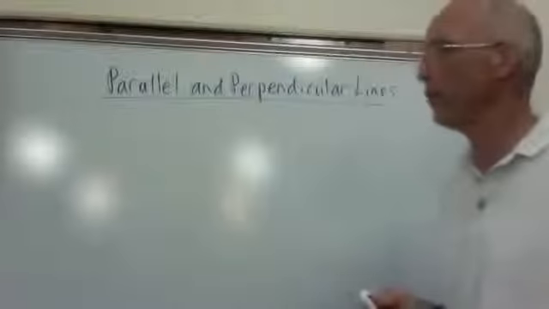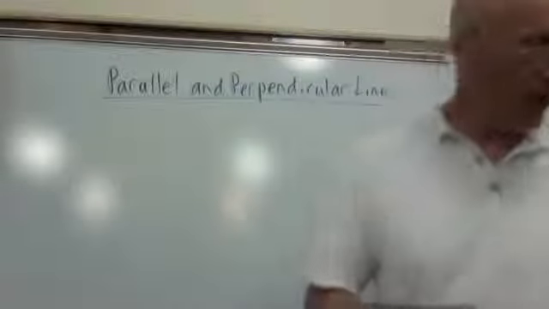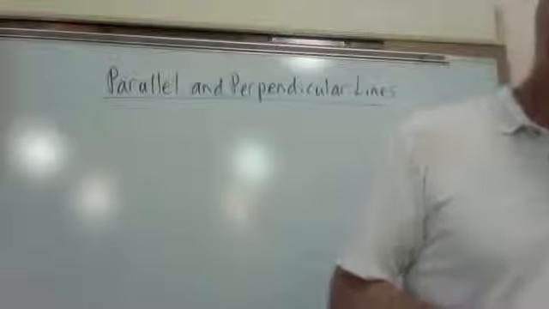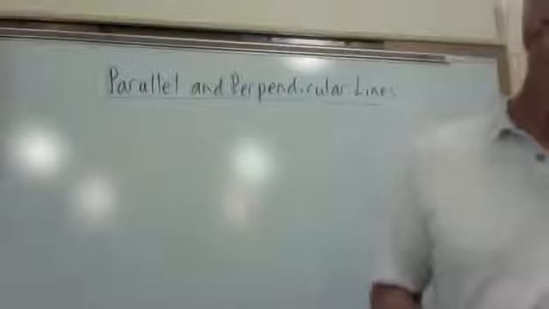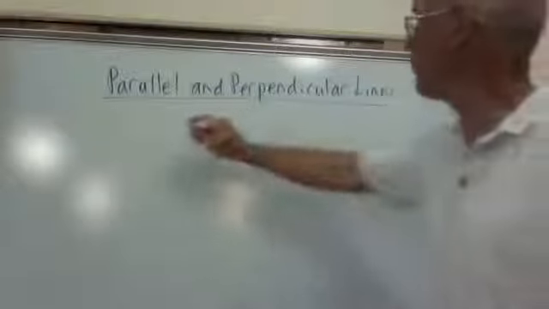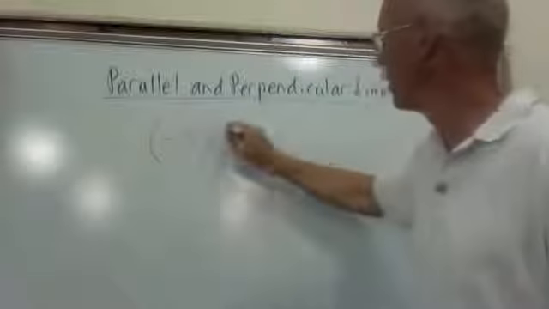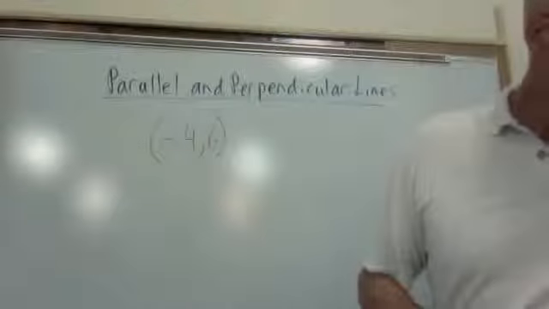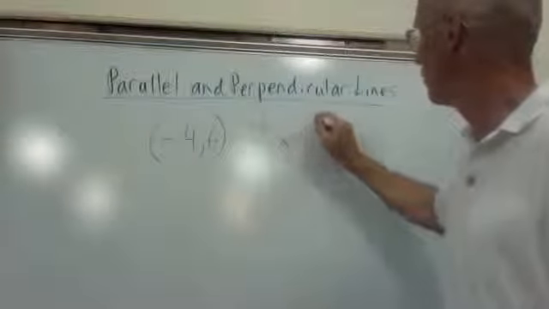It's almost going to be the same if we have perpendicular, except remember that I said that the slopes are going to be opposite reciprocals. So we're going to do example 4 in your book. And it just says, write an equation in slope-intercept form for the line that passes through (-4, 6) and is perpendicular to the graph of 2x plus 3y equals 12.